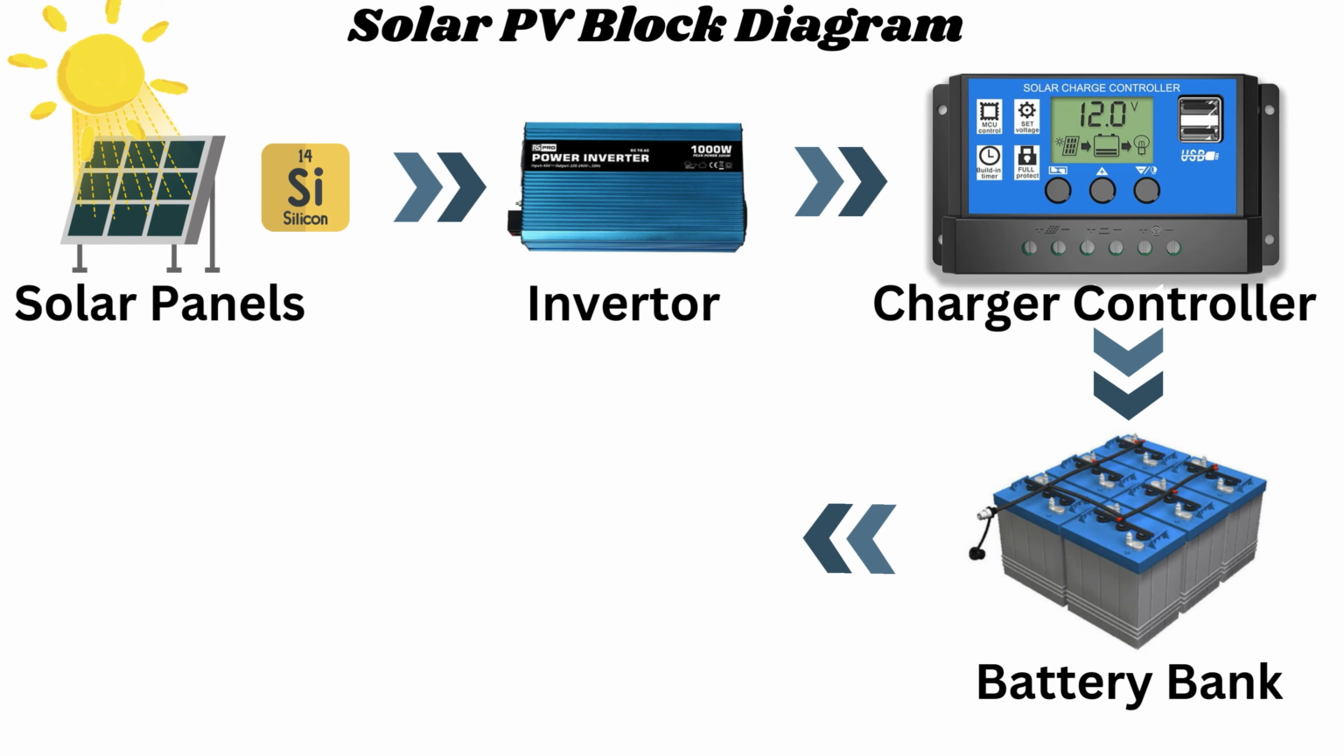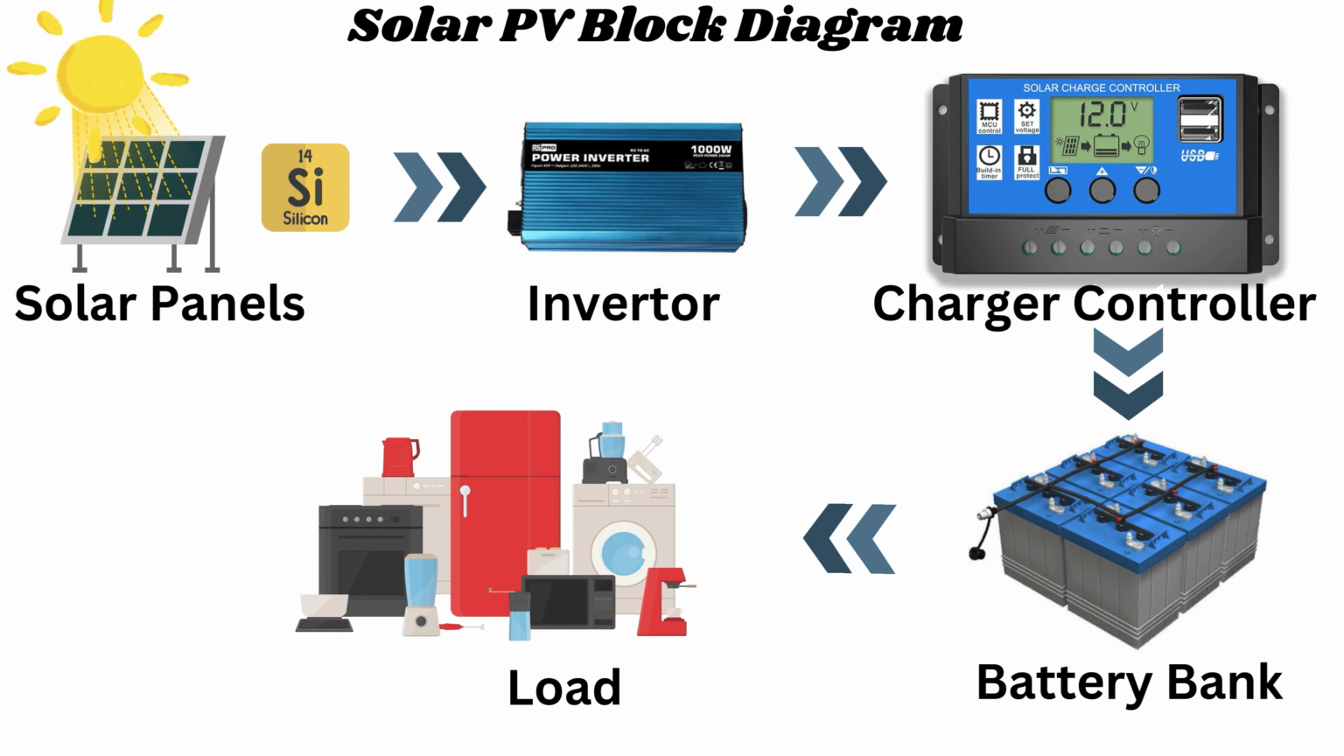Load. The load represents the electrical appliances or devices that consume the electricity generated by the solar power system. This can include household appliances, lighting and other electrical equipment.